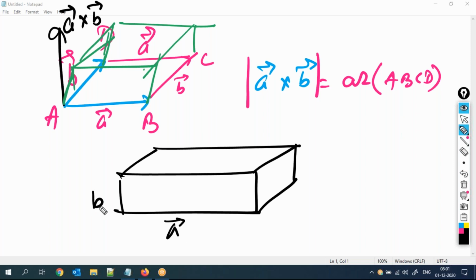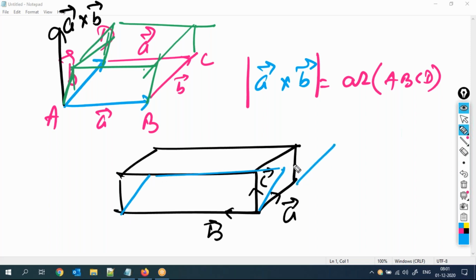This is A, this is B, I'm taking anti-clockwise, and this is C. Are we clear? Yes, sir. But what if our parallelogram is like this? Slightly bent. Do you understand? Yes, sir.